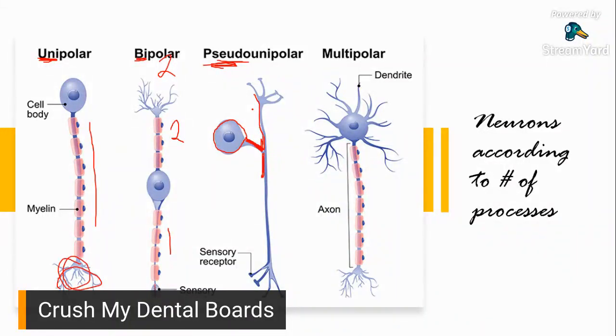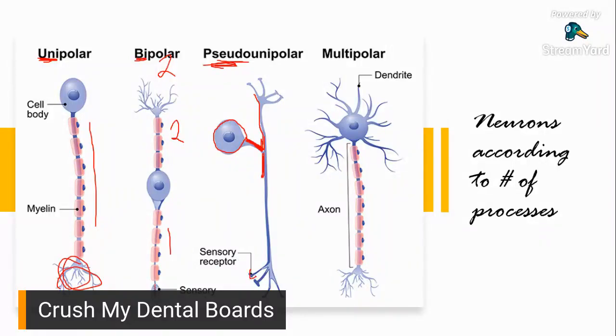Now, an example of pseudo-unipolar neurons would be your sensory neurons. Again, sensory, so it has anything to do with senses. Pain, touch, temperature, taste, proprioception or pressure. Okay, so the sensory neurons, they're mostly pseudo-unipolar, as what this picture says.